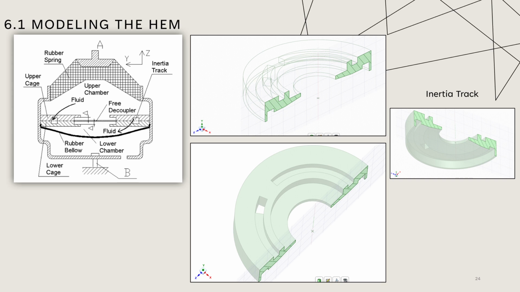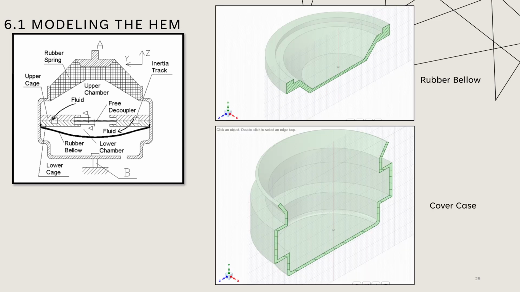For the structure of the inertia track, the track cover, and the rubber bellow, they are going to fit in the middle of the cover case, so I had to design the structure of all of them to fit in the cover case and lock to each other so that they don't move around.